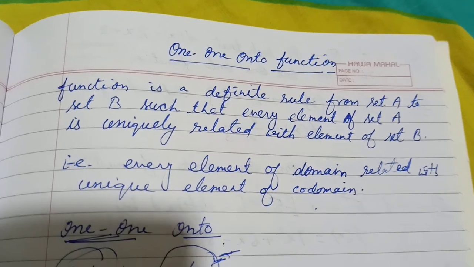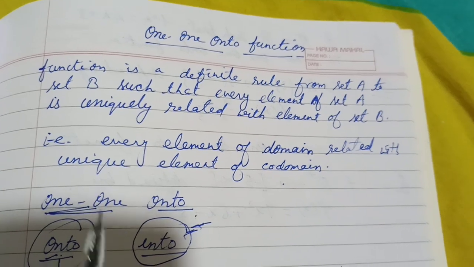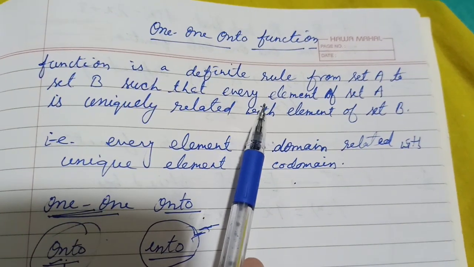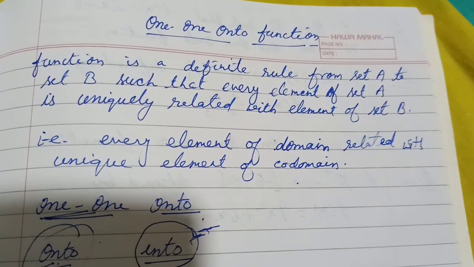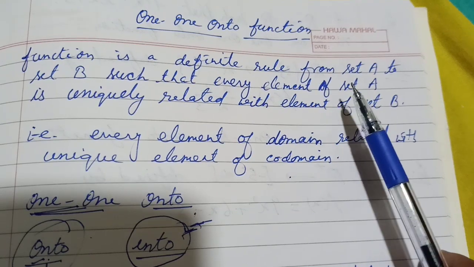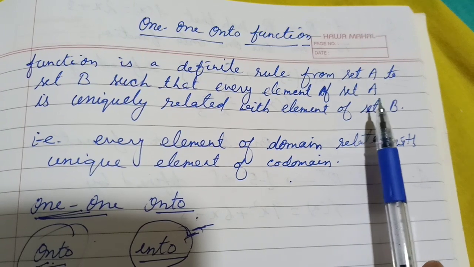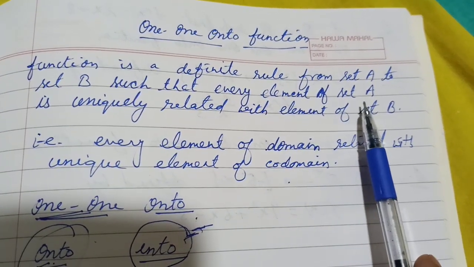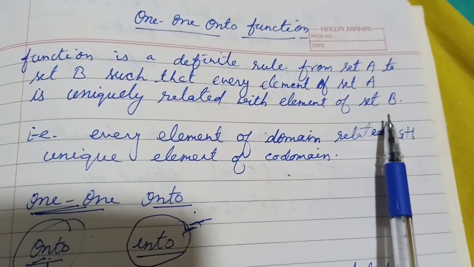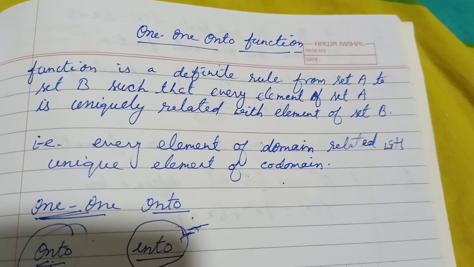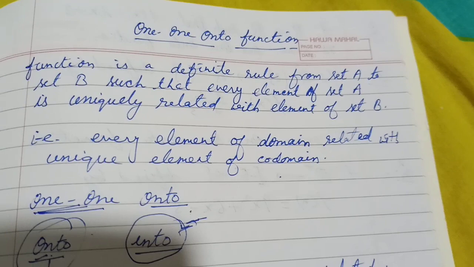Okay, so first we have to know what a function is. A function is a definite rule, or a special type of relation from set A to set B such that every element of the domain, or every element of set A, must be related with a unique element of set B. That is, every element of the domain is related with a unique element of the codomain.